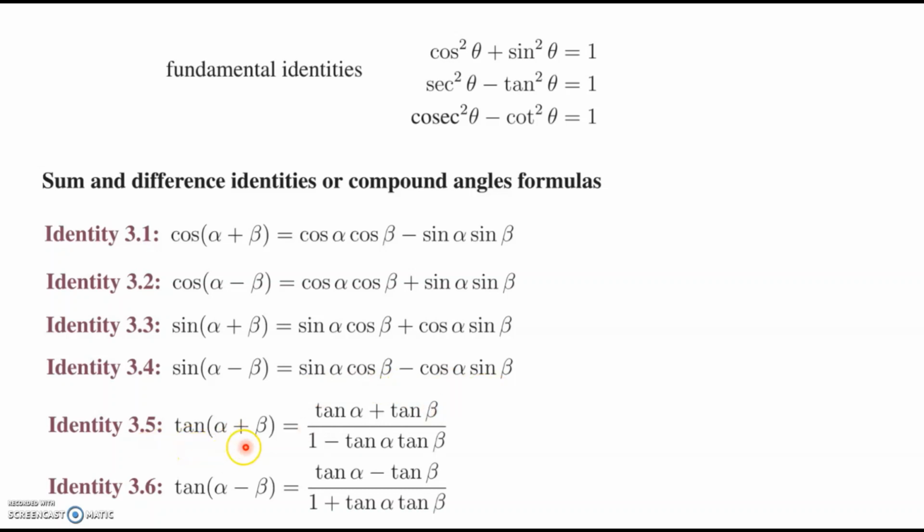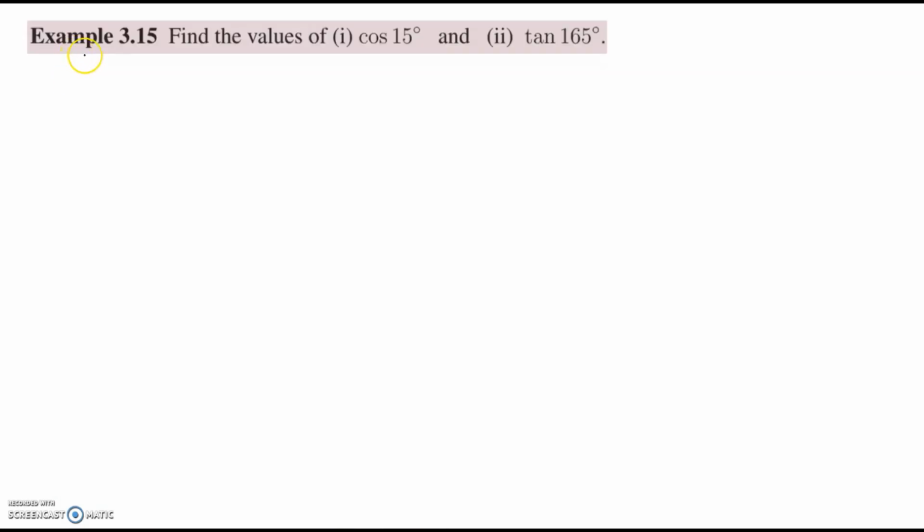And tan(alpha plus beta) is equal to tan alpha plus tan beta divided by 1 minus tan alpha tan beta, and tan(alpha minus beta) is equal to tan alpha minus tan beta divided by 1 plus tan alpha tan beta. Example 3.15. Find the values of cos 15 degrees and tan 165 degrees.